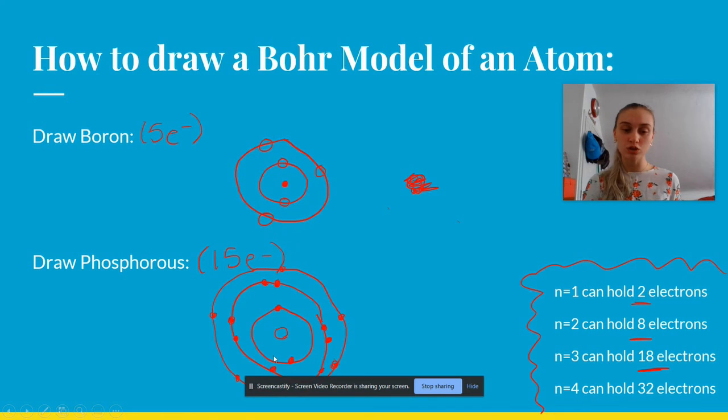Okay, so this one can hold 2. That's why I only put 2 on there. This one can hold 8, which is why I put 8 on there, but we still have some left over, so I had to do that third one. And we didn't get to 18 on this third one, but that's okay. We just started filling it, okay? So that's how to draw a Bohr model. I think it's pretty straightforward.